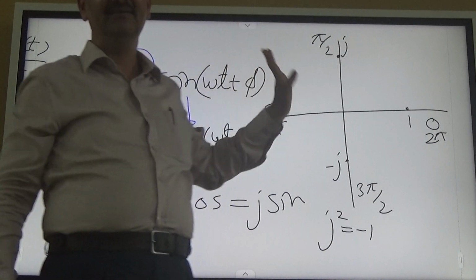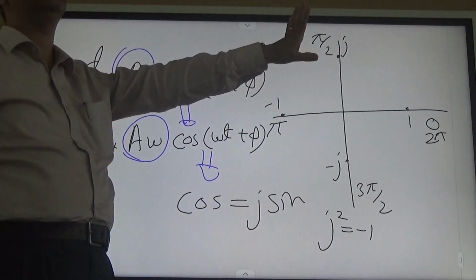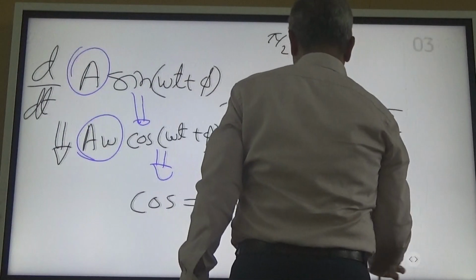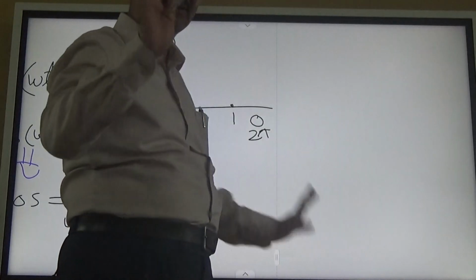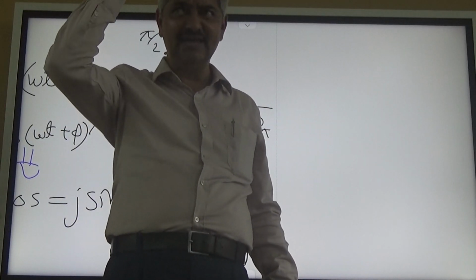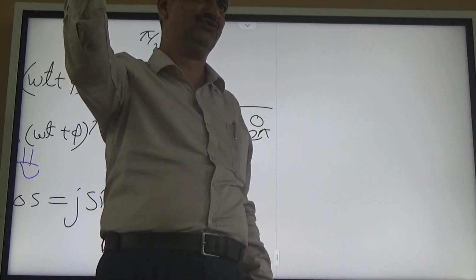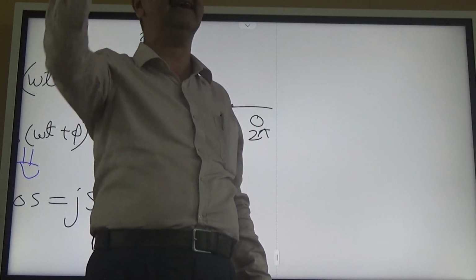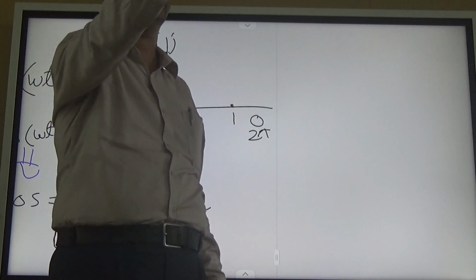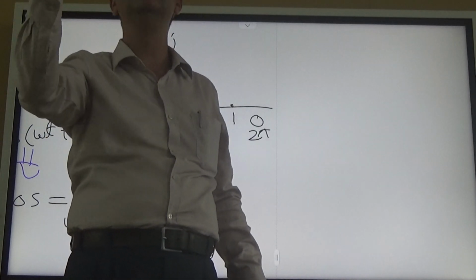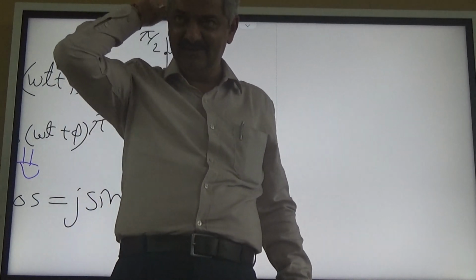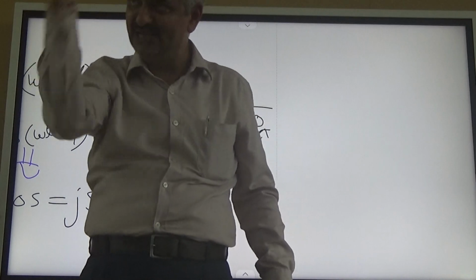Imaginary. If we do this, is it right? Simple thumb rules. J square equal to -1. J sine is cos. Multiplying both sides by j, J square sine is j cos. J square is -1, so minus j cos is minus sine. Right? Only two things: j cos equal to j sine, j square equal to -1.